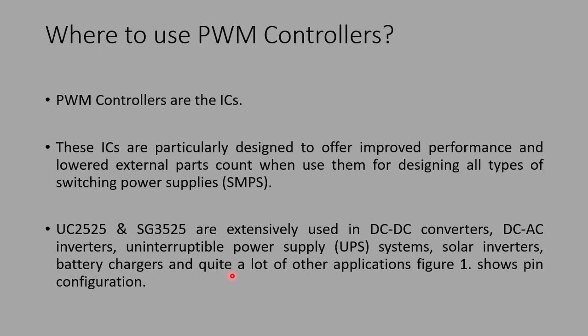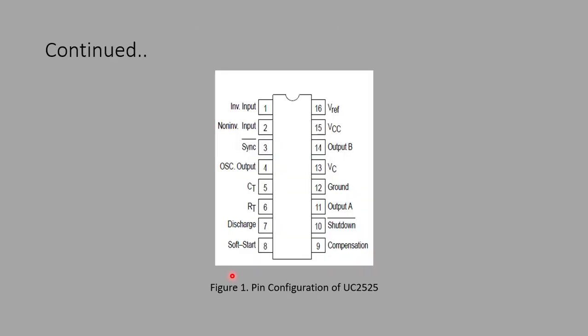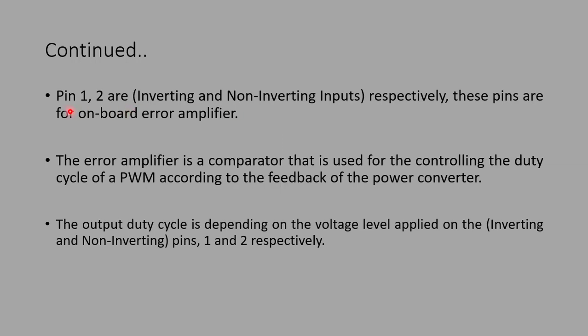Figure 1 is about its pins. As you can see in this picture, this IC is basically a 16 pin IC. So I'm going to discuss their pins one by one. Pin number 1 and pin number 2 are the inverting and non-inverting pins. Basically, these controllers have built-in error amplifiers.